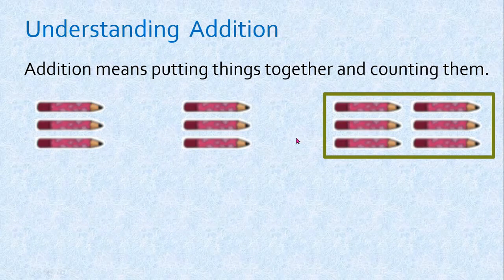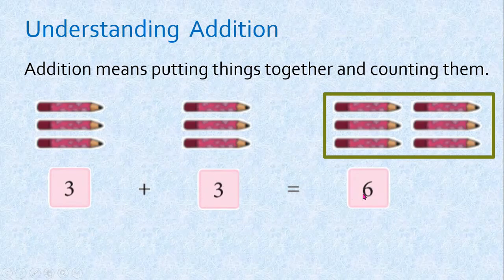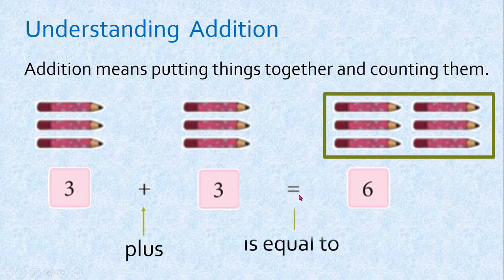The mathematical statement of this example is written like this. Here, this symbol is called plus and this symbol represents is equal to, and this statement is read as 3 plus 3 is equal to 6. I read once again. 3 plus 3 is equal to 6.